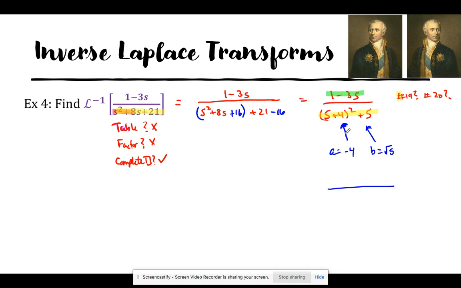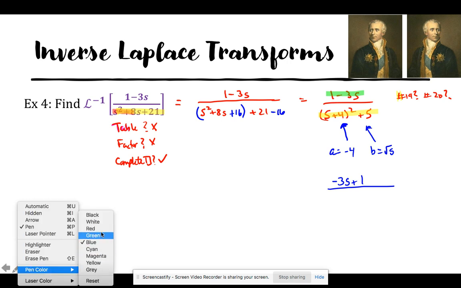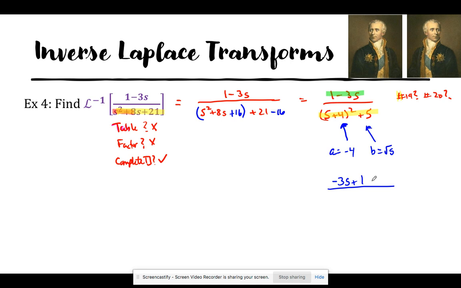Look at what I'm going to do. I'm going to rewrite this as -3s plus 1, right? That's what I did first. Now, what I really want, though, is I don't want -3s plus 1. I want s plus 4. Again, see what you want and legally make it happen.